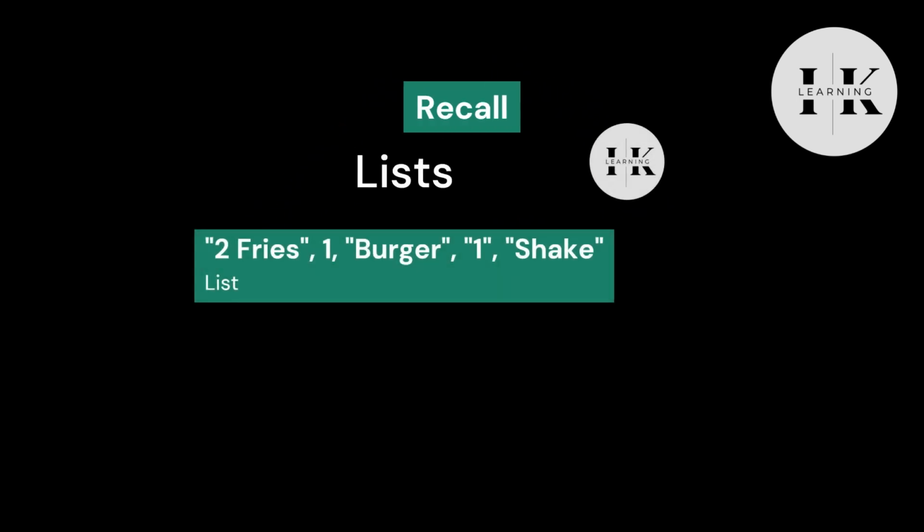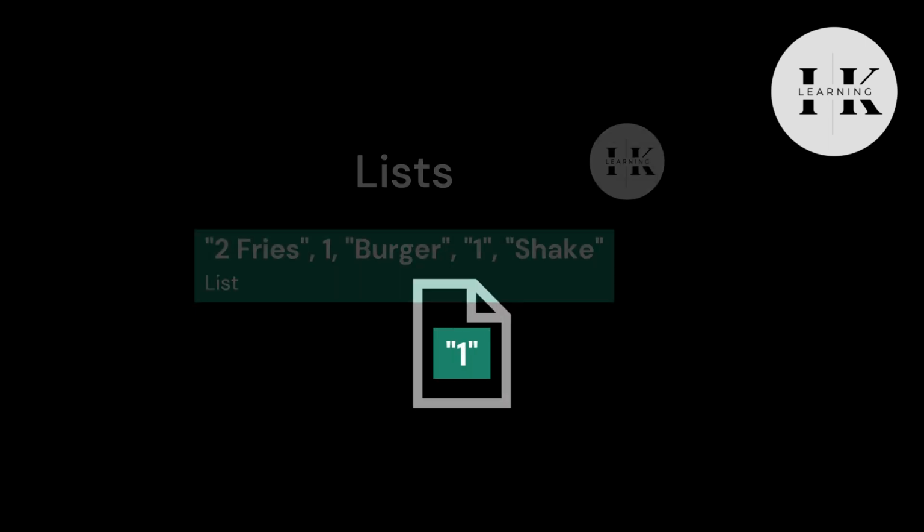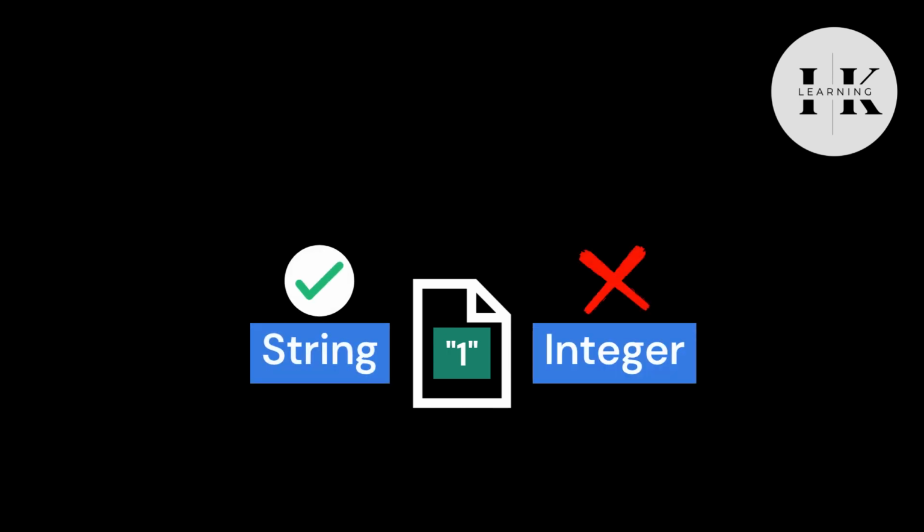Recall earlier how I said inside lists, we have that variable, that number 1, which was actually encapsulated in a string. So that 1 was actually a string instead of an integer. A lot of the times, we're going to receive values inside our variables that are not the same data type that we would want them to be.